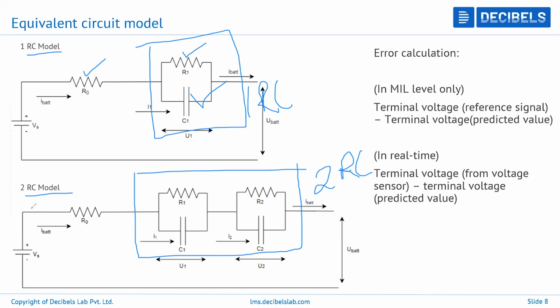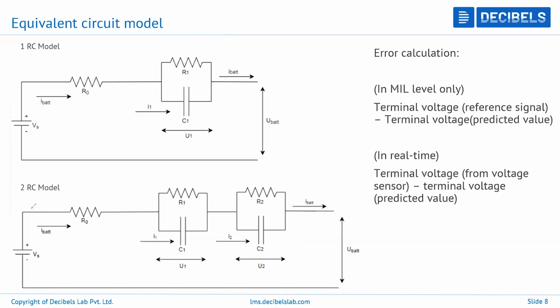Here on the right hand side, you can see something called error calculation. There are two things you have to consider. Basically, this error is nothing but the difference between your measured value and your predicted value. In case of model in loop, so I'm talking about model in loop.